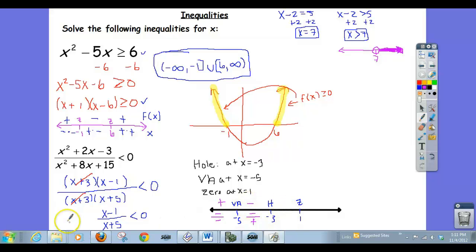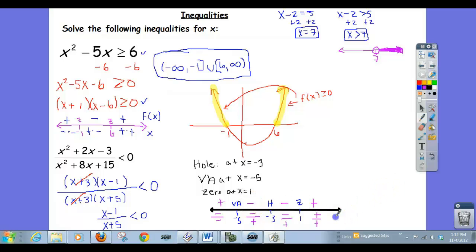0 is in that interval. 0 minus 1 is a negative. 0 plus 5 is a positive. Negative divided by positive is a negative. And I'll plug in 10. 10 minus 1 is positive, and 10 plus 5 is a positive. So that's a positive divided by a positive. Okay, so now I have my number line.